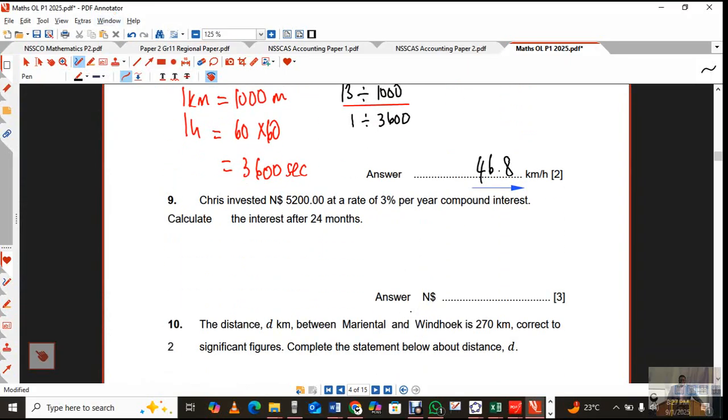Right, 2 marks, less than 2 minutes, okay? Chris invested 5,200 at a rate of 3% compound.